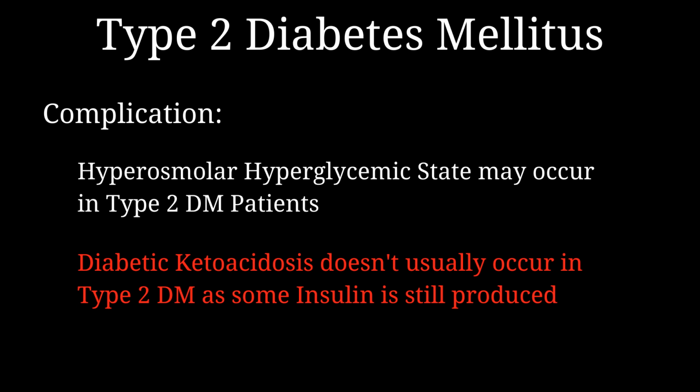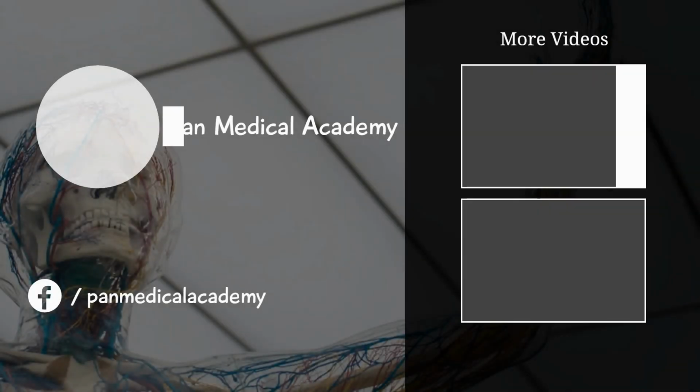It's usually seen in elderly with reduced fluid intake. Diabetic ketoacidosis is also a life-threatening complication seen more often in type 1 diabetes mellitus, and it arises when insulin is totally absent. In type 2 diabetes, however, the pancreas still produces a small amount of insulin, so diabetic ketoacidosis is uncommon. We'll cover both these complications in detail in a separate video. I just thought of mentioning them here for completeness' sake. So that's all for type 2 diabetes mellitus.